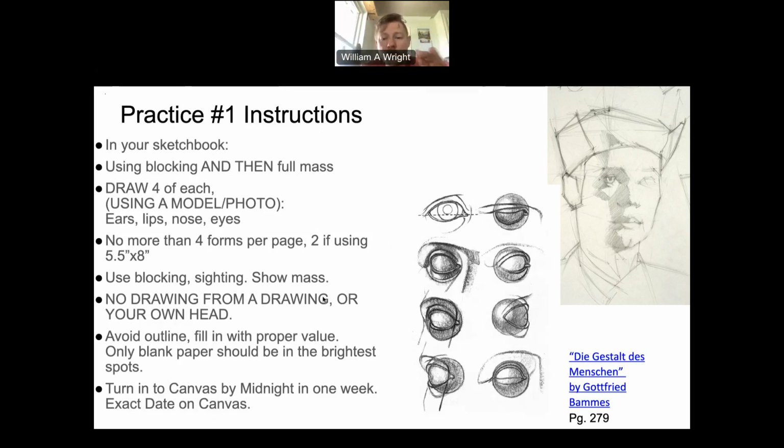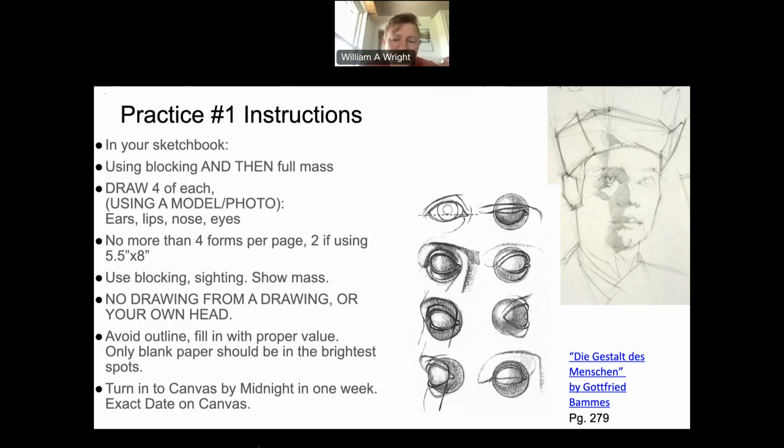If you are using a 5.5x8, one of those small half sketchbooks, which I use a lot because I think they're easier to carry around, I don't want you to do any more than 2. So 2 eyes, 2 noses, 2 mouths, or whatever, mix and match. But it's only 2 per page if you're using a half sketchbook. If you're using a full sketchbook, 4.